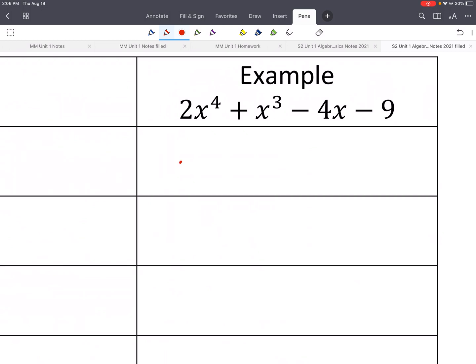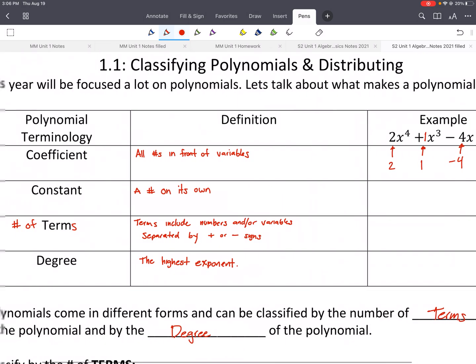We have 2, that comes from here. We have a -4, that's from here. And then we also have a 1. Typically we don't write that when we have an expression, but there is still an invisible 1, so 1x to the third.